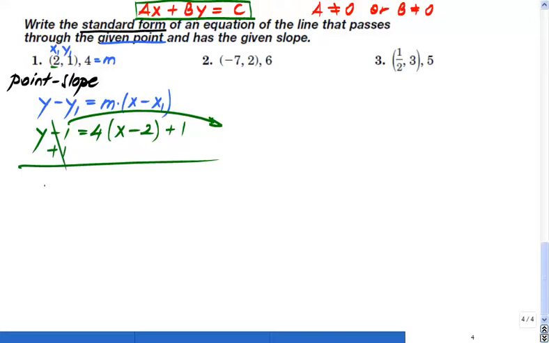And I have y equals. Now, this 4 gets multiplied. 4 will be distributed to everything inside this parenthesis. 4 times x, 4x, minus, because that's the operation inside, minus 4 times 2, that's 8, plus 1.